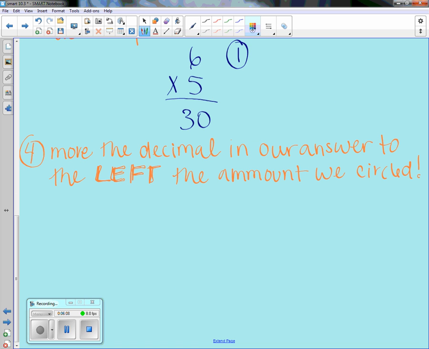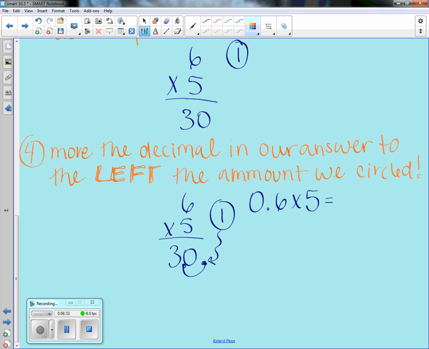Okay, so we have 6 times 5, we got our answer to be 30. Right, we had a 1 circled. So this 1, if the answer is 30, I have to realize that my decimal point is right here. And this 1 is telling me that I need to move it 1 place to the left. So that our answer for 0.6, or 0 and 6 tenths, times 5, our answer is 3.